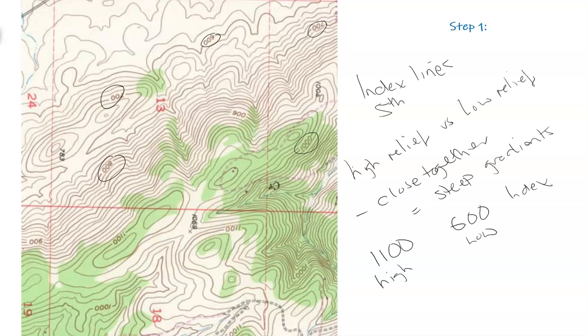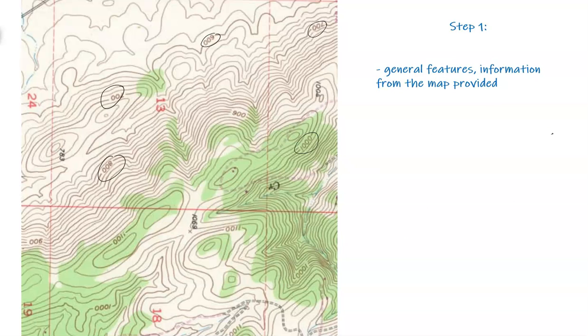Now there are smaller contour lines which we assume are decreasing elevation, so we're into the 500s. And in terms of the unit of measurement, looking at feet for our elevation or height above sea level. So step 1 is going to be just acquire, look at the general information, the features that the map provides.